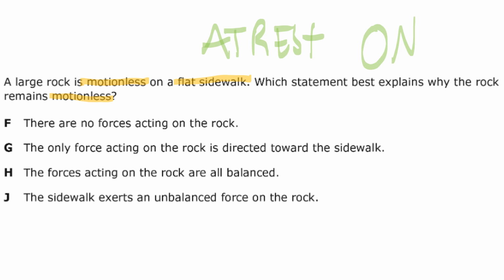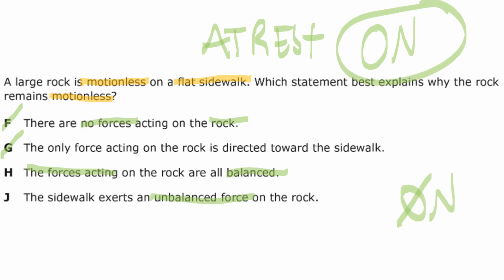Let's see. So there are no forces acting on the rock. Well, if you didn't pay attention, you're probably going to pick that one. But if you did pay attention, you were taught correctly, and that is wrong because there are always forces acting on everything. There's never an instance in the universe, in life, when things are not being acted upon by forces. So get that out of your head right now. Gee, the only force acting on the rock was directed toward the sidewalk? No, forces come in pairs. They don't come one at a time. Forces acting on the rock are balanced. Okay, that's what we talked about. And then the sidewalk exerts an unbalanced force on the rock. If it did, then the rock would move because it wouldn't be 0 newtons. It would be anything but 0, causing it to accelerate. So the correct answer is H.